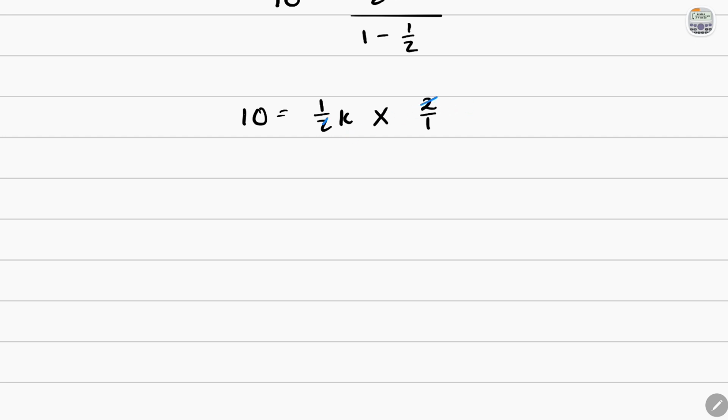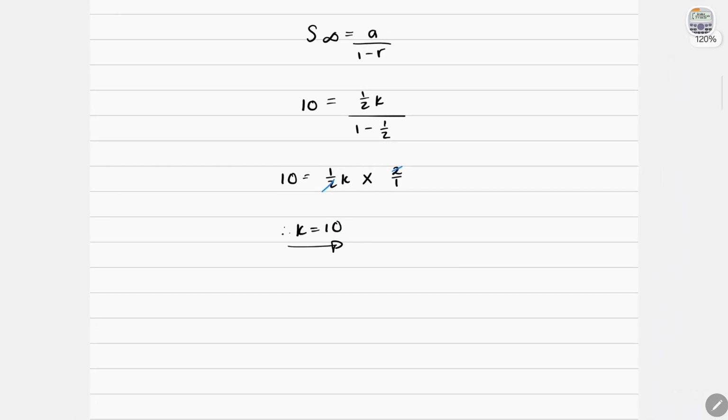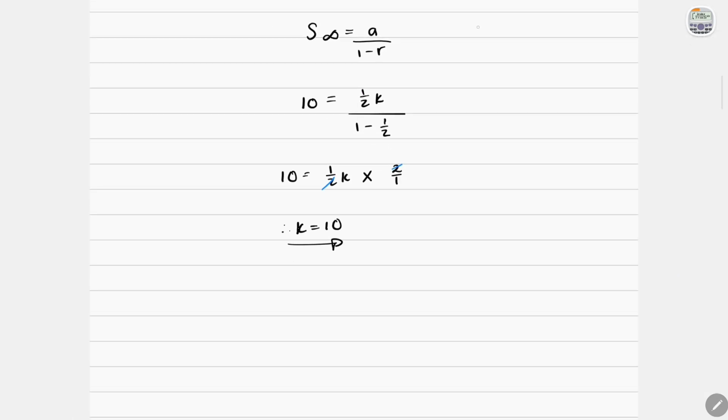See that here, 2 and 2 would cancel, and you just have 1k times 1, which is just k. So k is actually equal to 10, and that is our answer. Moving on to the next question.